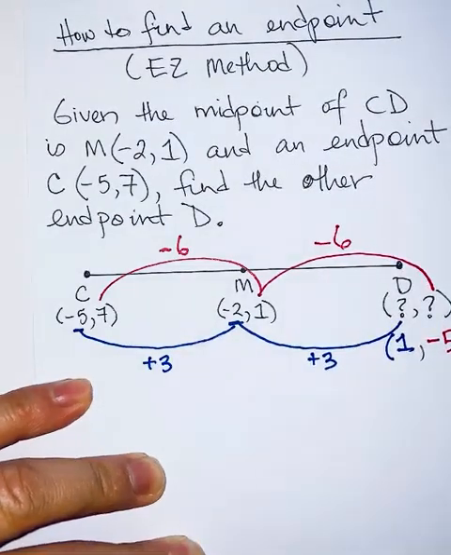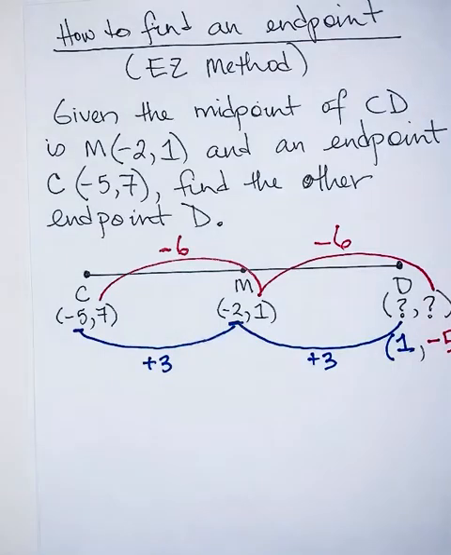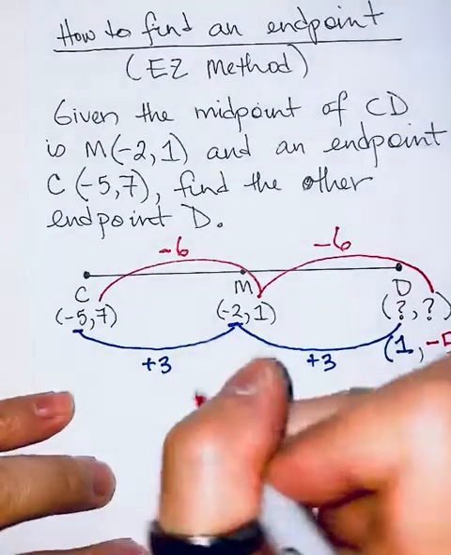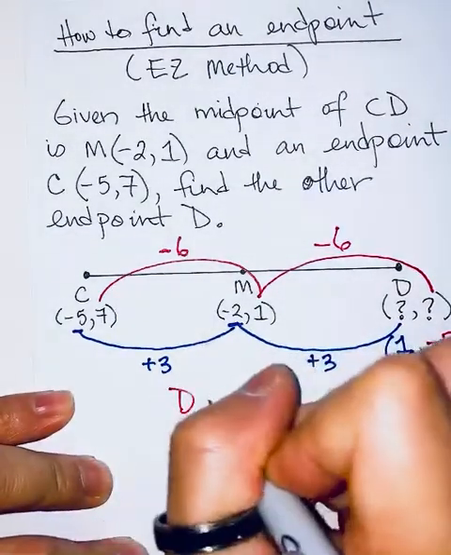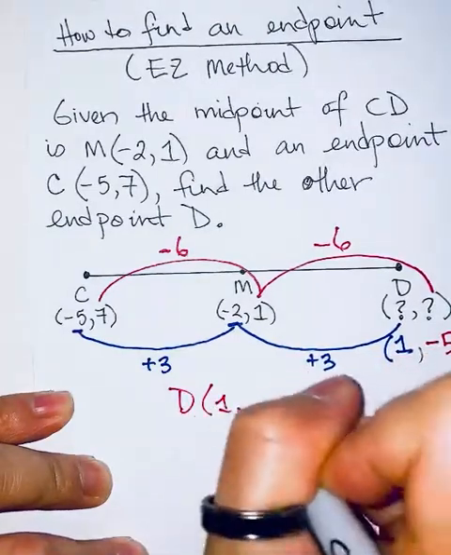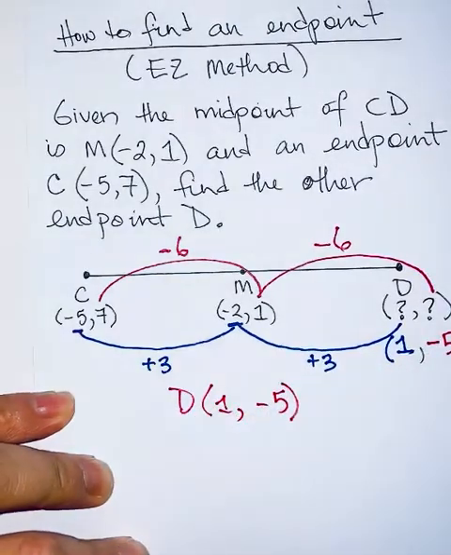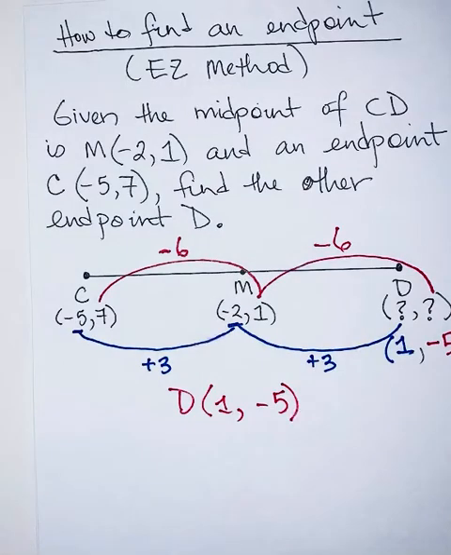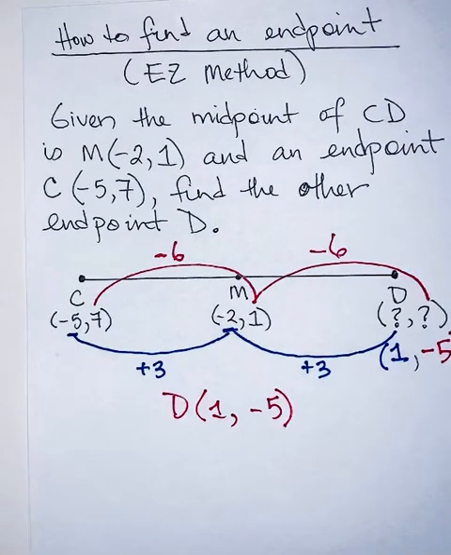I just found my other coordinate, right? So D is at (1, -5). So review the video again and let that sink in, and then you can determine for yourself if that's an easier method to use, or if using the midpoint formula and having to solve the equation is easier. It's your choice. It's just another way to do this problem.